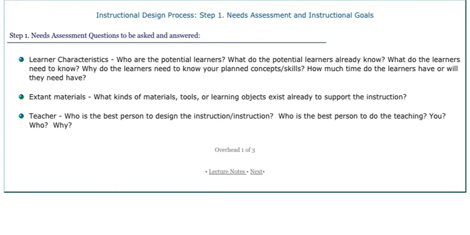This is the instructional design process, step 1, needs assessment and instructional goals lecture recording.